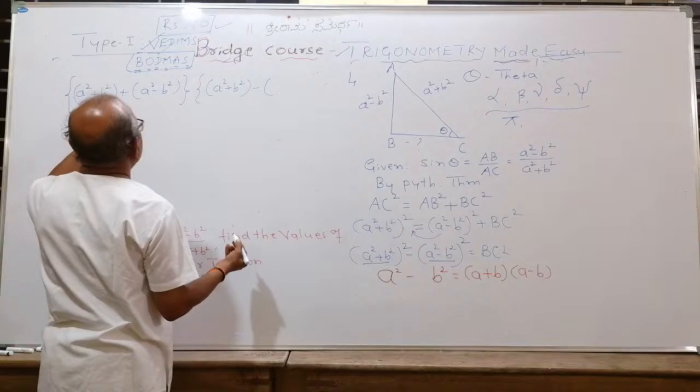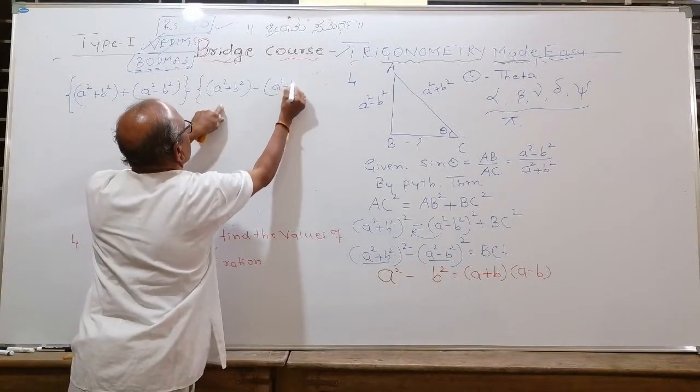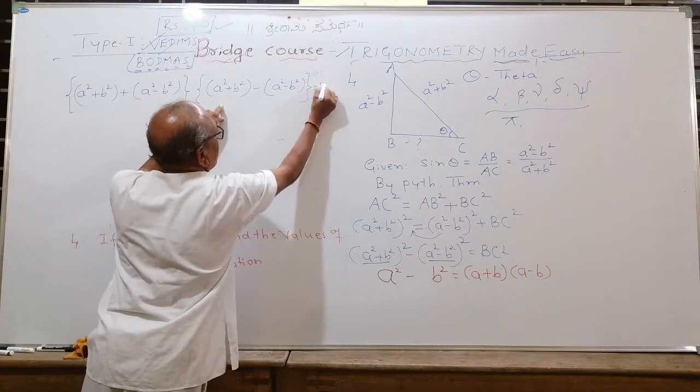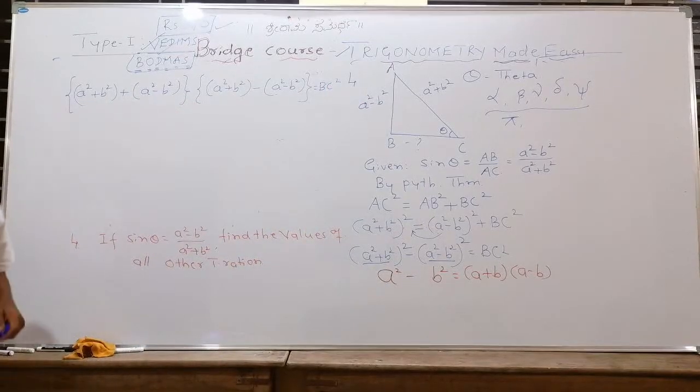Minus, A minus B. This is A, minus B is a square minus b square. This is equal to what? BC square. With this intention, I had given you this problem. How many of you tried like this? You answer. How many of you solved this fourth one?